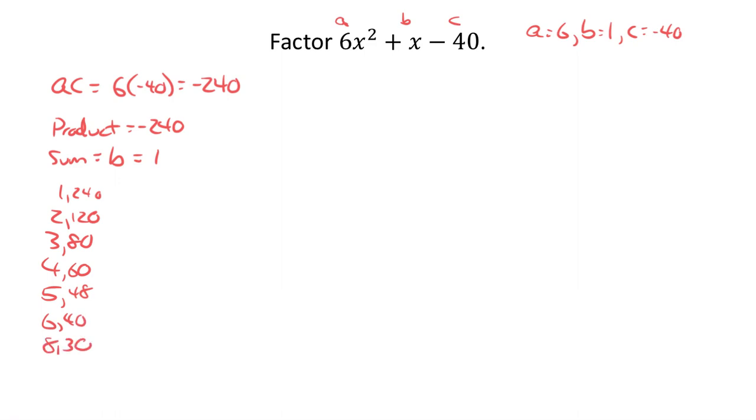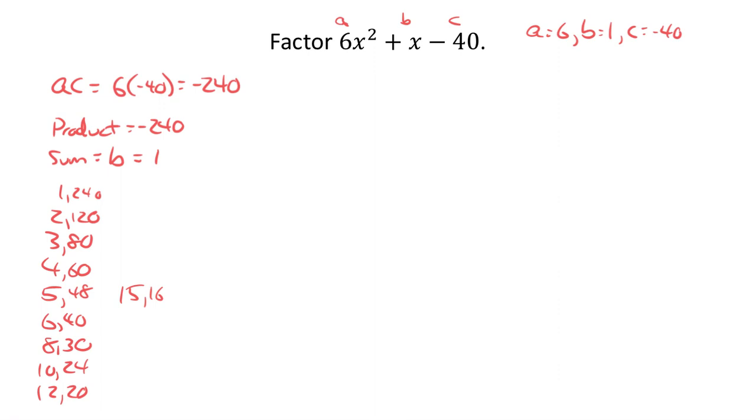We're getting closer. 10 and 24, 12 and 20, and finally 15 and 16. Yes, that's a lot of possibilities. So that's one of the problems with this method. You might get some rather big numbers and have to do a lot.